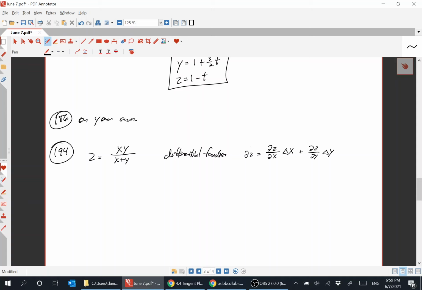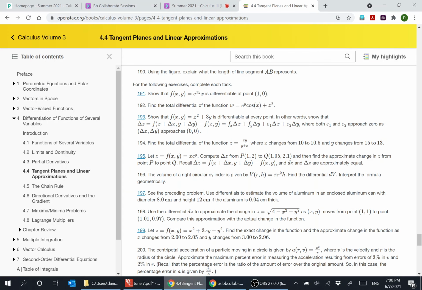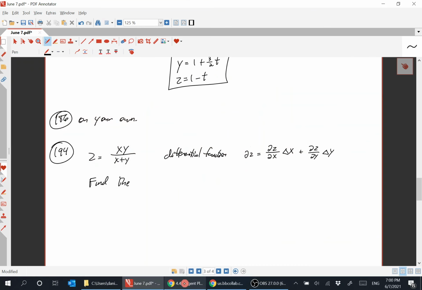Right, so in this case, find this total differential, or what are they calling it again in this problem? Total differential.